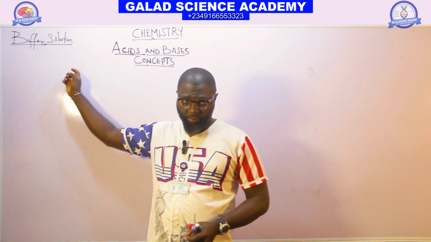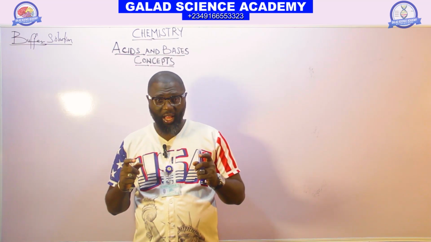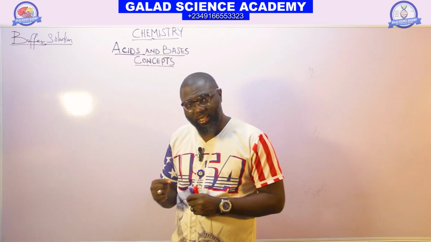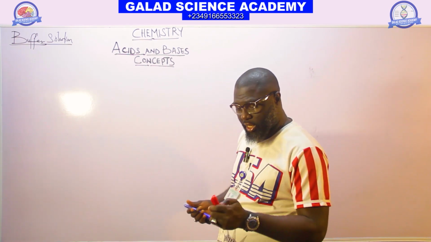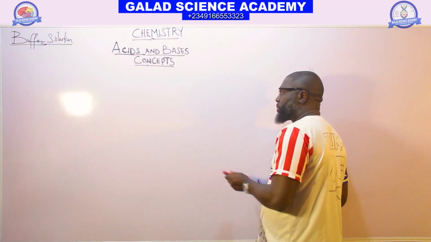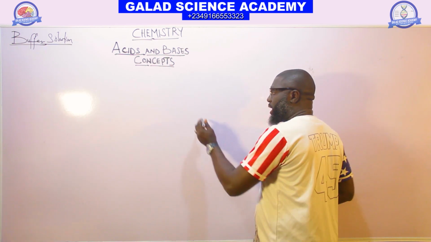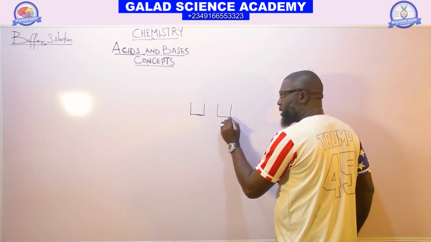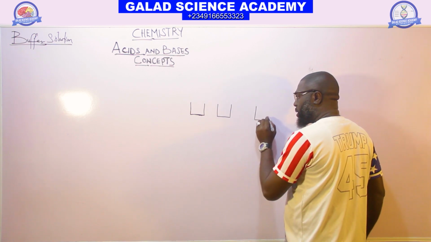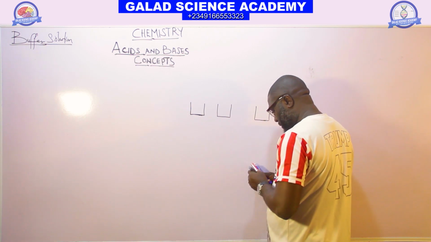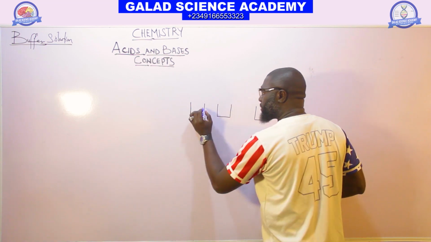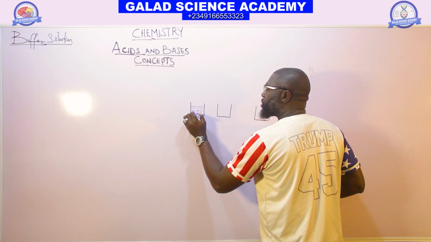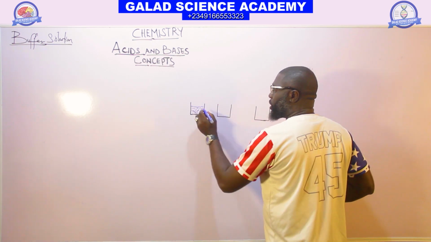So what is buffer? See, buffer is a solution which resists change in pH when small acid or base is added to it. Take for instance now, assume we have a beaker A and we have another beaker B and we have another beaker C. Look at this A, assume this is the solution we have in it. Let me call it beaker A.